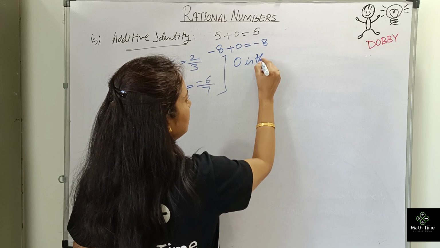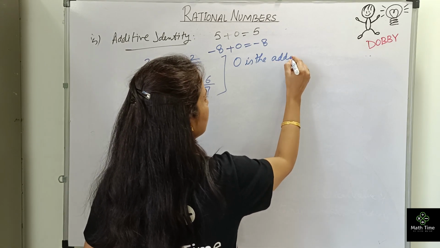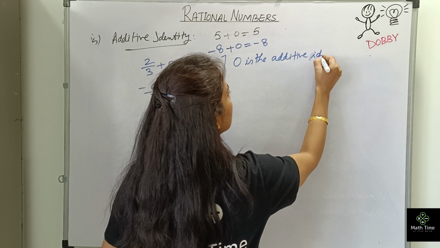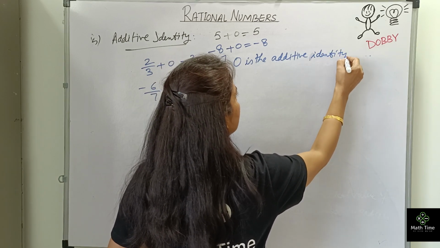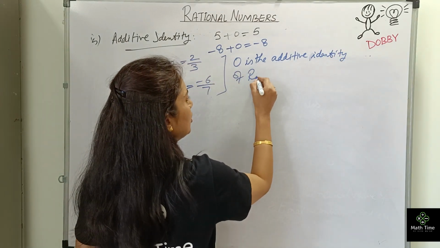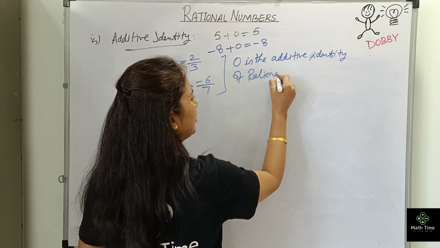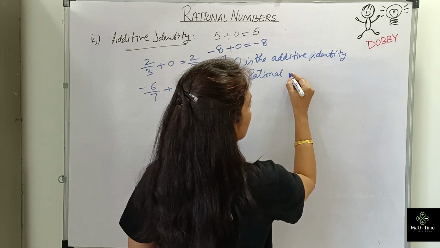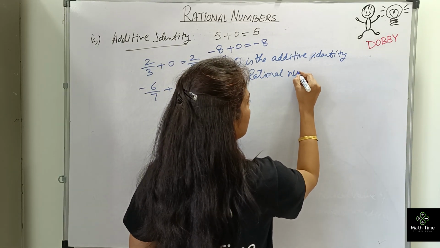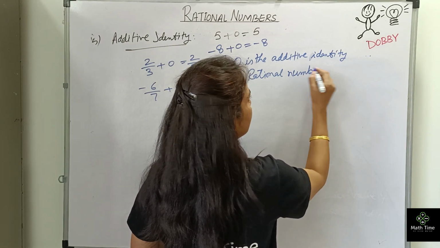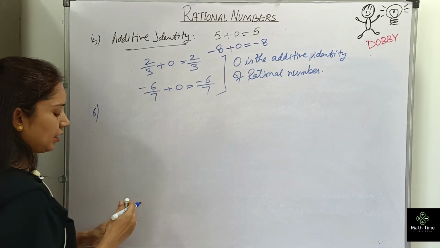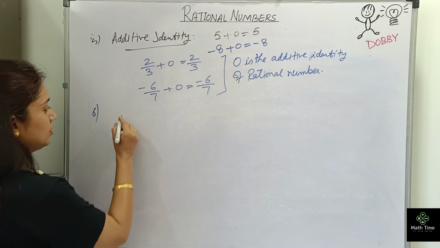0 is the additive identity of rational numbers. 0 is the additive identity of rational number under addition. It is under addition, that is why it is called additive. Now our next is, let us check out additive inverse.